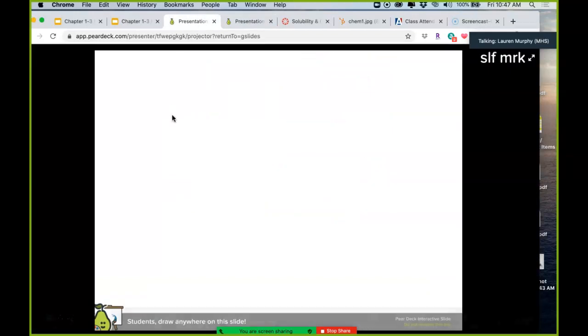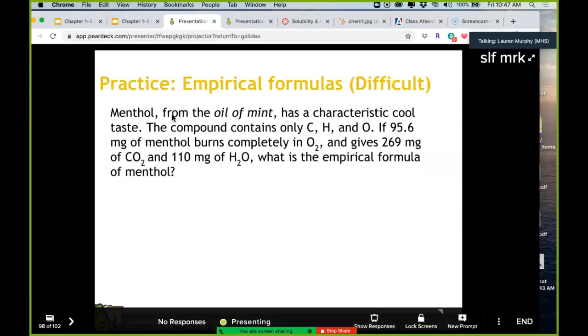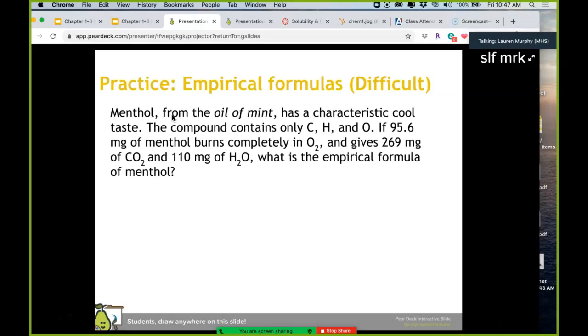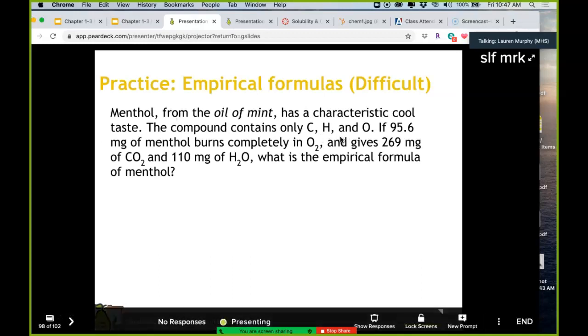Okay, so menthol, which is an oil that comes from mint, is an organic compound. It has carbons and hydrogens and oxygens. If I have 95.6 milligrams of menthol and I'm burning it in oxygen, so an organic compound in oxygen, that's combustion, I get carbon dioxide and water out. What is the empirical formula of menthol? This is just like the last one.